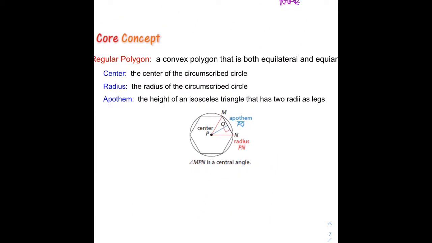So in order to do some prep work to figure that out, we have to talk about what happens when we take a polygon and we put it inside of a circle. The center of the circle becomes the center of the polygon. The radius of the circle becomes the radius of the polygon. And then what we need to talk about is the apothem. The apothem is when we make a triangle, and the apothem would be the height or the altitude of that triangle.